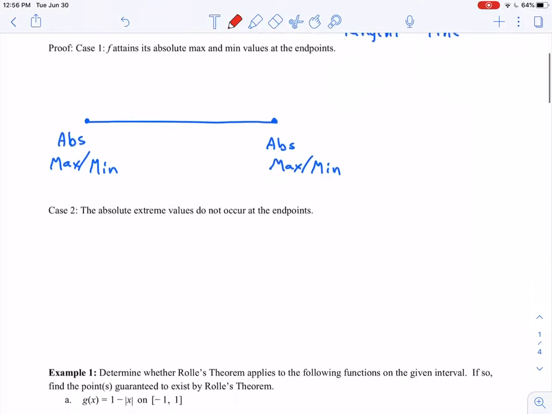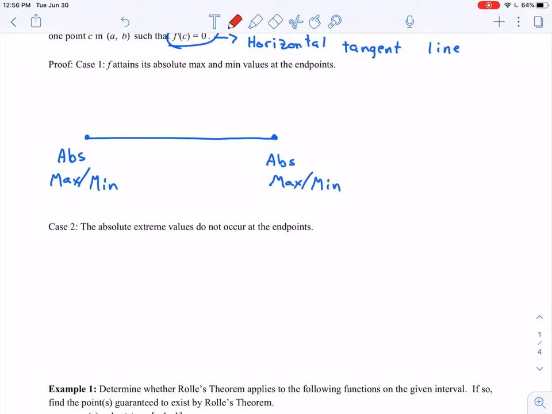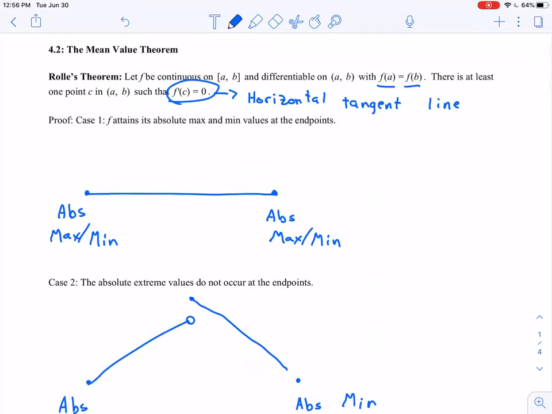The second case is that the absolute extreme values do not occur at the endpoints. And so here we might have at least one of them that doesn't occur at the endpoint. So maybe you've got your absolute minimum here. Let's say our absolute minimum still occurs at the endpoint. So this is an absolute min, and the absolute min also occurs over here. So if I think about this, it needs to be continuous, which means I can't all of a sudden jump up like this, because that was part of our condition, that f had to be continuous. So we can't have any jumps. We know it can't look like that.